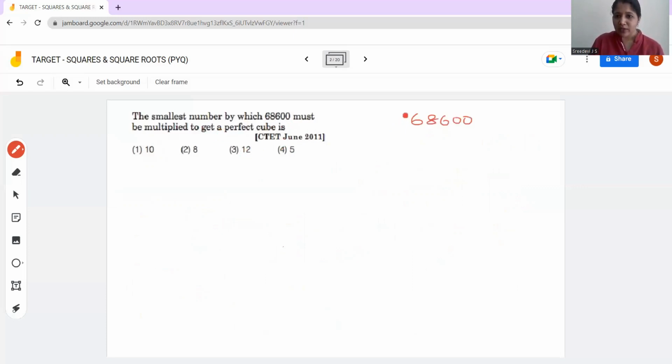68600. So the smallest prime number which I can divide with this number is 2. So when I divide by 2, I get 34300. Then again, 343 is a multiple of 7. So when I divide it by 7, I'll be getting 4900. Again by 7, I'll be getting 700.